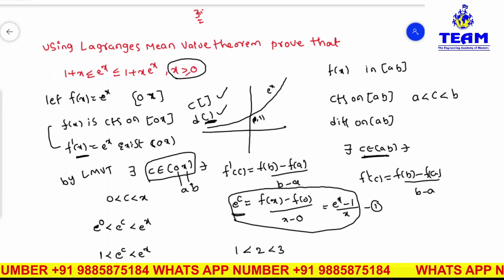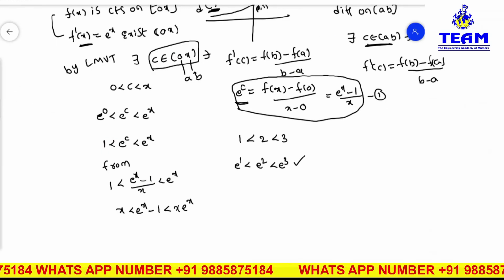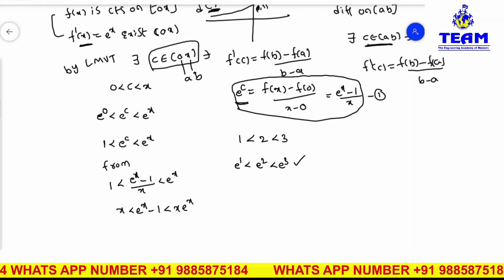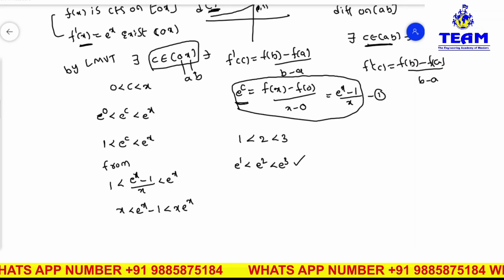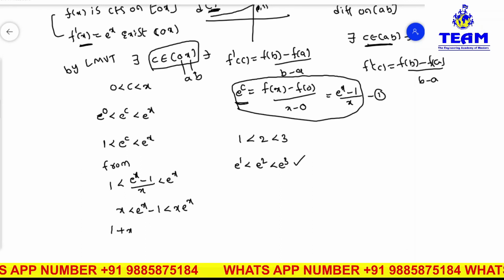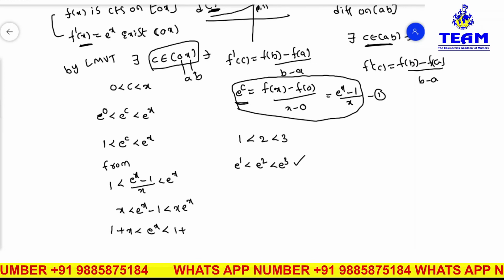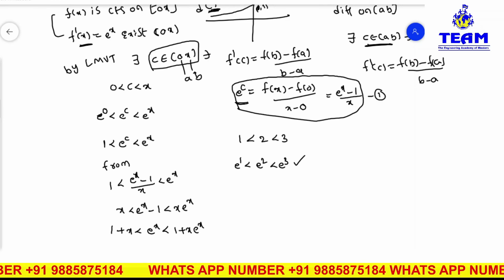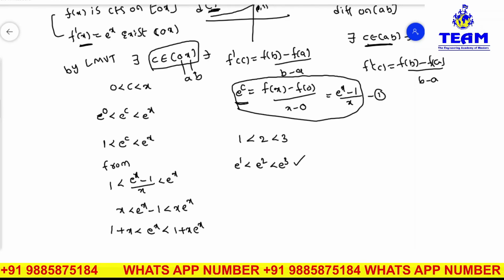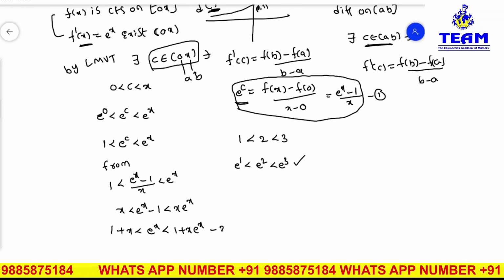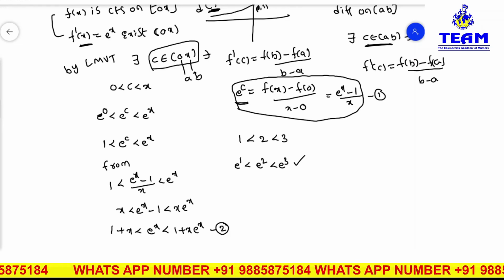So I require 1 plus x, but here you have only x. So what do I have to do? Add 1 on both sides. Then you will have 1 plus x which is less than e to the power of x is less than 1 plus x e to the power of x. What did I do now? Added 1 to the entire inequality. So consider this as equation number 2. Now we got only less than.